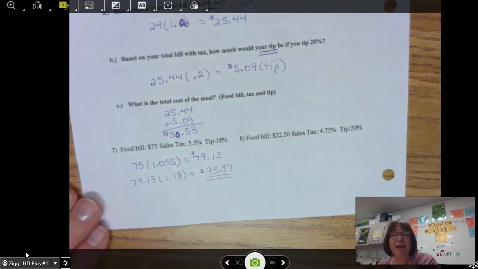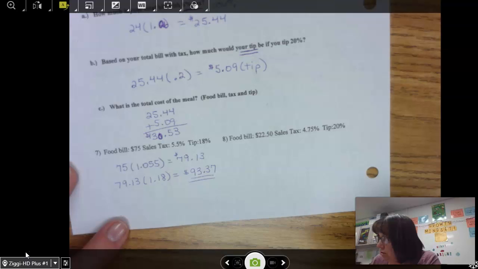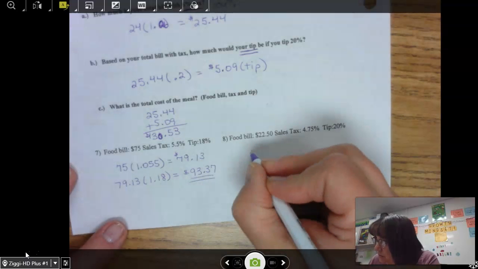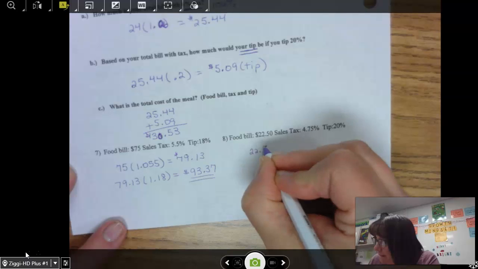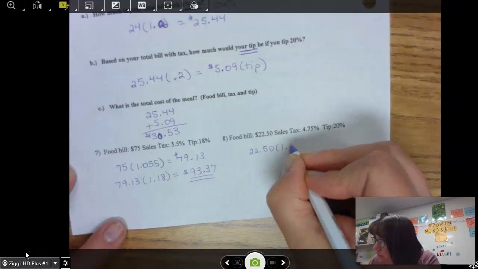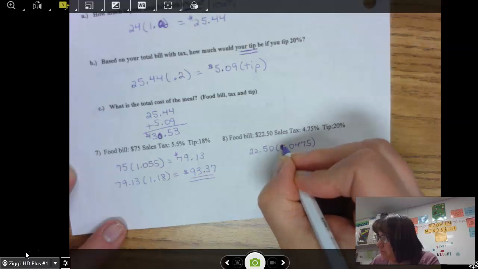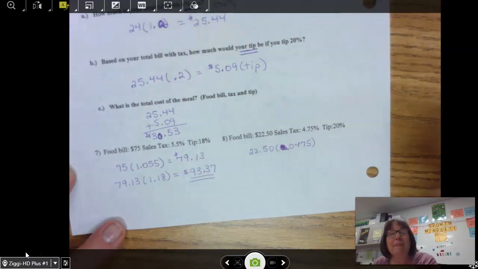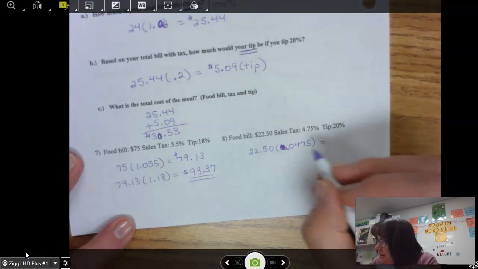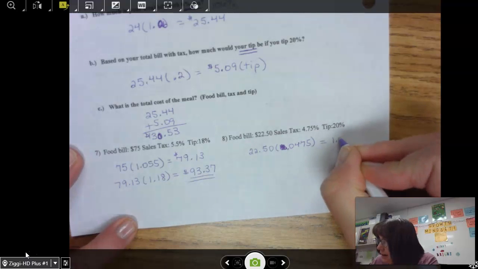Okay, go ahead and give number 8 a try. Okay, I'm going to show you how to do number 8 with method 1. So my food bill was $22.50, and I'm going to multiply by the tax. Moving my decimal over is going to be 1.0475. Sorry, I'm going to use method 1, 0.0475. I'm just multiplying by the tax percentage written as a decimal. When I do that, I get $1.07 tax.